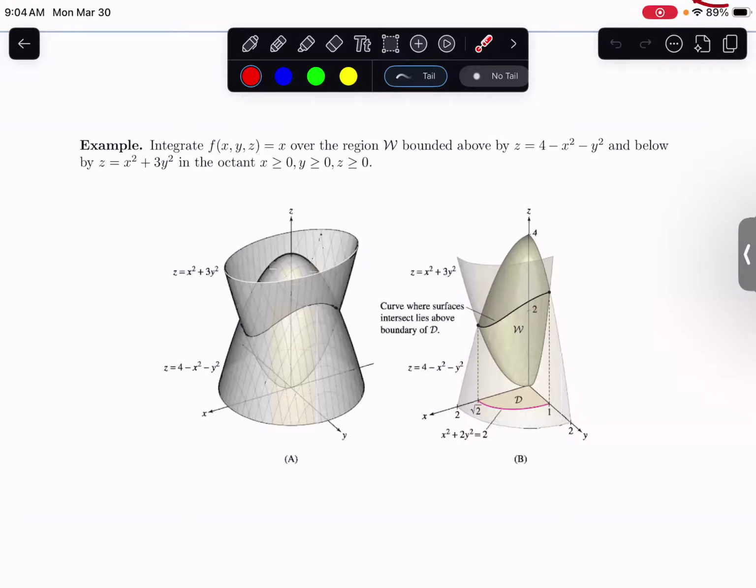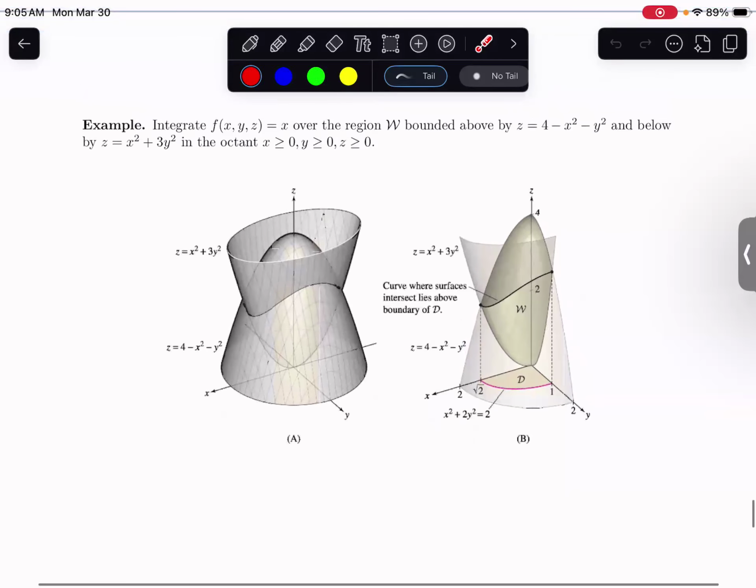Right, so we're looking at the region bounded above by this parabola, bounded below by this parabola, which means we're looking at this region right here, except it's three-dimensional, not two-dimensional. So it's illustrated here, maybe in a way that's a little bit better.